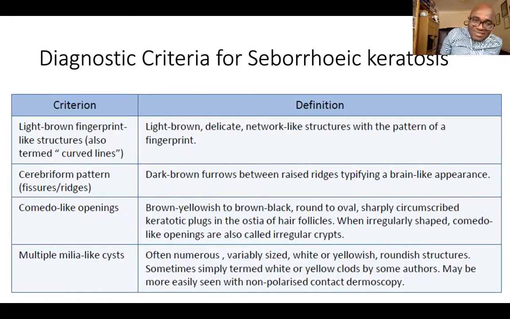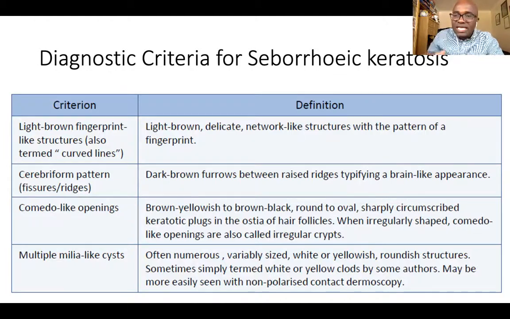And so, these comedone-like openings are all diagnostic criteria of a seborrheic keratosis. And then you have the milia-like cysts, which are also often numerous and might be variable in size, but they are yellow, whitish, and rounded structures. Sometimes they call them yellow clots or white clots.